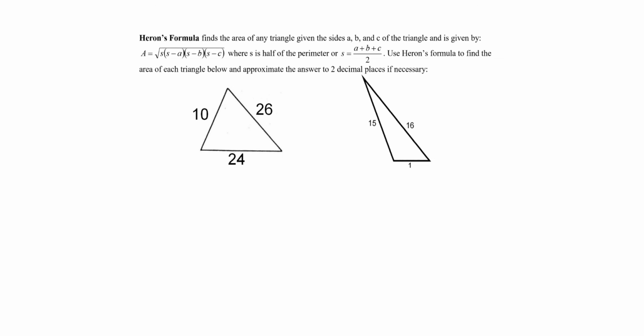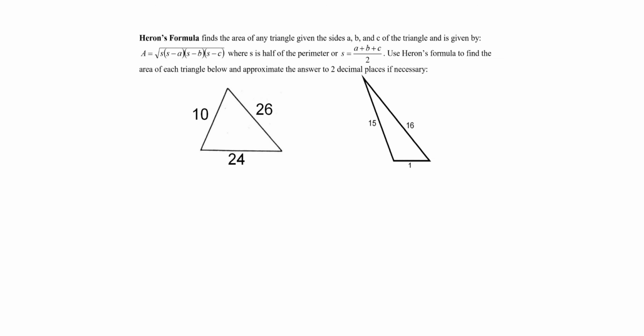Here we have our last slide for this section, and here's where we're going to find the area of any triangle. When we know the side lengths, we don't necessarily know the height and the base, which is what we need to find the area using our 1/2 height times base. But if we know all 3 side lengths, we can use Heron's formula to find the area of the triangle. The formula is A, or the area, equals the square root of S times S minus A times S minus B times S minus C, where S is half of the perimeter.